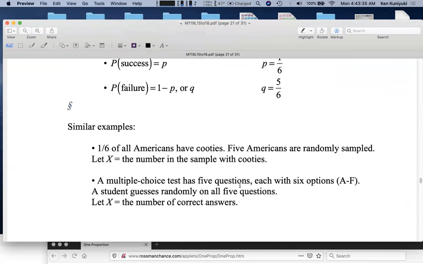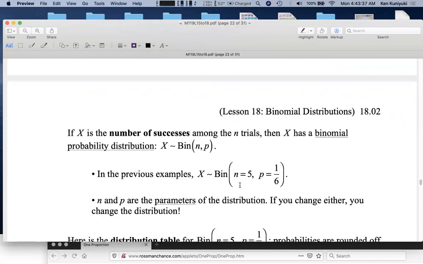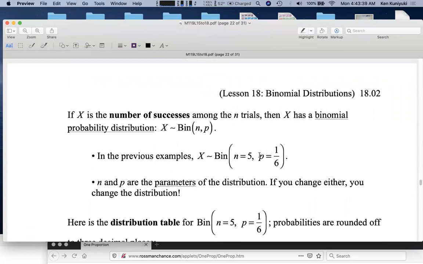So in our dice example, if X is the number of successes, the number of 4s among the 5 trials, or dice, then X has a binomial probability distribution. X is binomially distributed where n is 5 and p is 1/6. n and p are the parameters for this distribution. If you change one of them, you change the distribution.